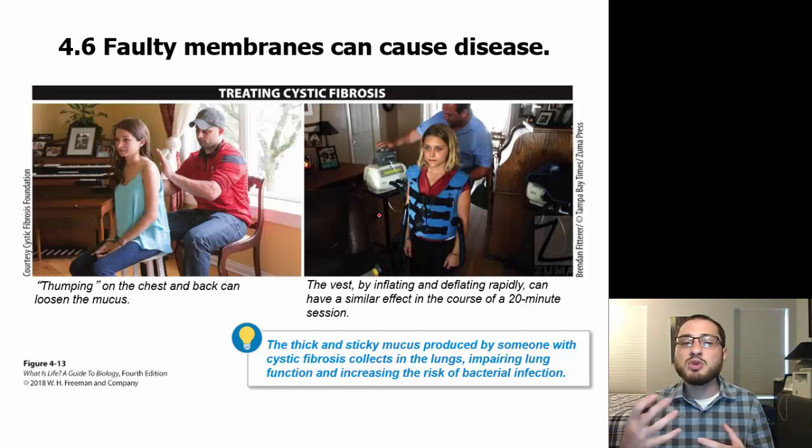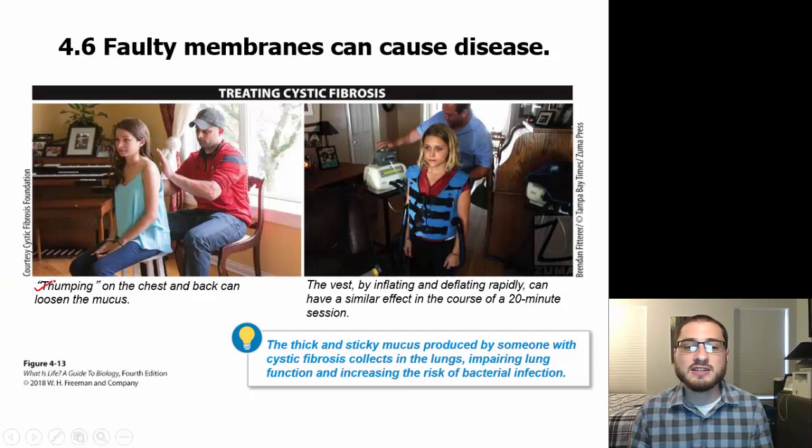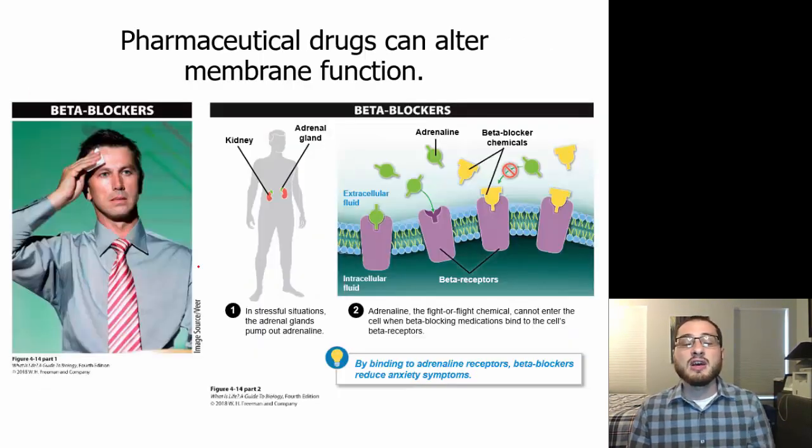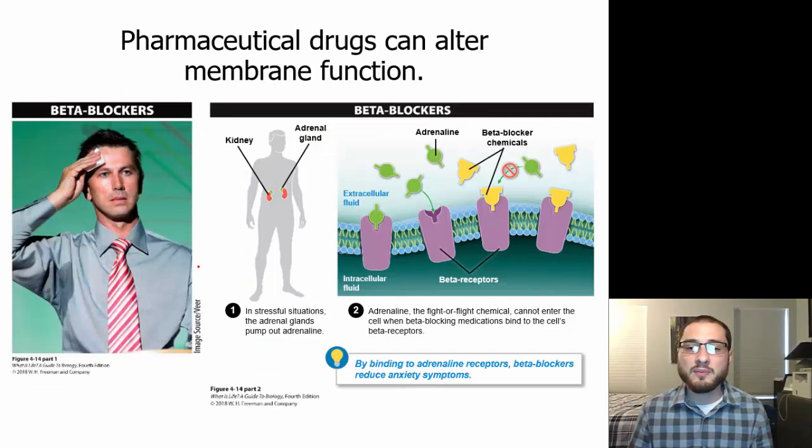They're having mucus issues because of these faulty membranes, and because of those mucus issues, patients are going to have to use this thumping on their chest to loosen up the mucus, and they have special vests to help keep their mucus issues at bay. The thick and sticky mucus produced by someone with cystic fibrosis collects in the lungs, and it impairs lung function. This increase in mucus can lead to bacterial infection. So that's why people are going to have to use this thumping or these vests to make sure that they don't get sick.